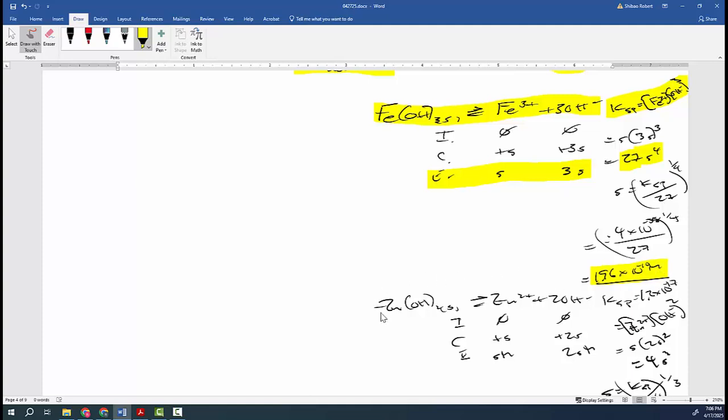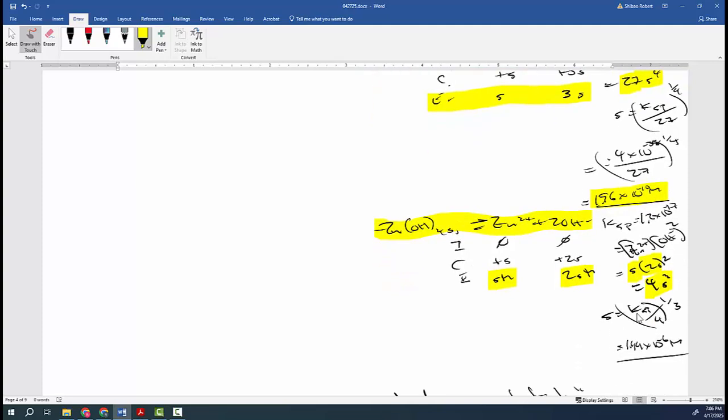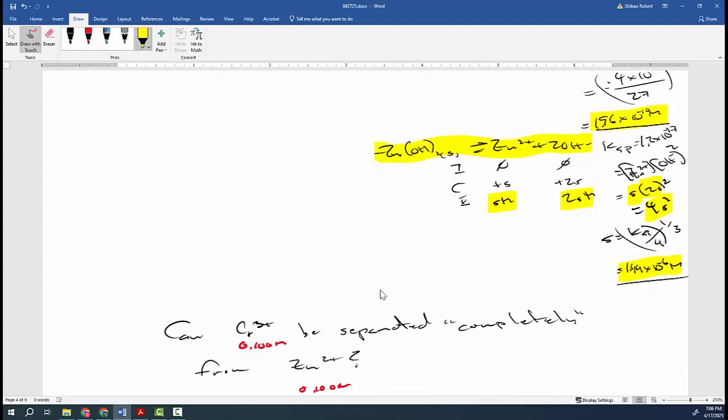Okay, zinc hydroxide was the least soluble 2 plus. But you can see it splits up differently. 1 zinc, 2 hydroxides. That's going to give me an S and 2S here. And so this is going to be S, 2S quantity squared, which is 4S cubed here. And therefore the solubility is KSP divided by 4 to the cube root, which gives us 10 to the minus 6 molar. So 10 to the minus 10 molar versus 10 to the minus 6 molar, 10 to the minus 10 molar is less soluble. So out of all the cations, iron 3 will precipitate out first.